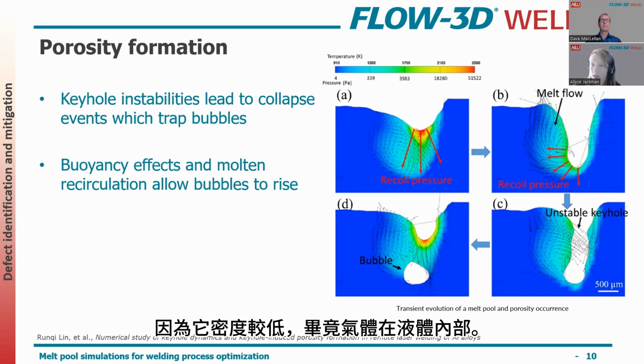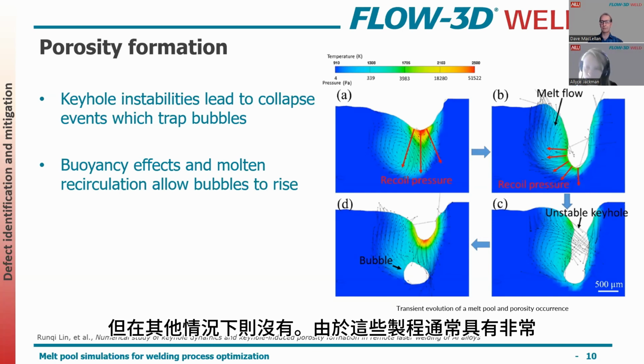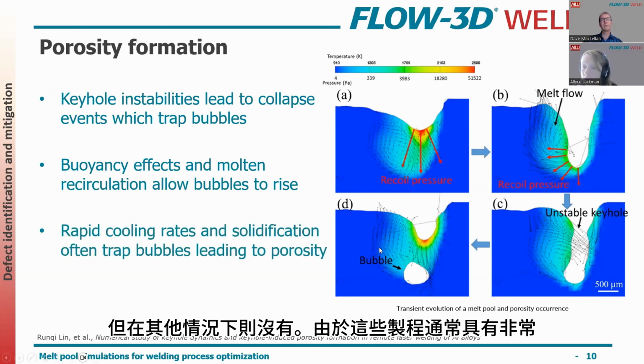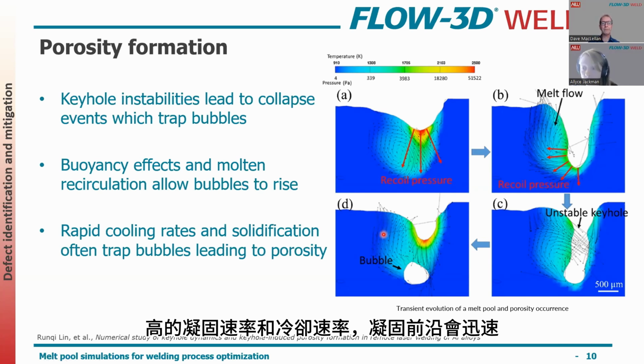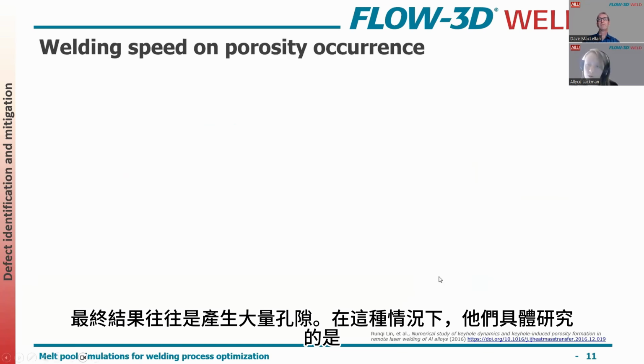So once that bubble forms, there's buoyant effects within it. So it's lighter, it has a lower density, of course. It's a gas but inside of a liquid. So it wants to migrate to the surface of the material. And it can do that in some cases. It has enough time, but in other cases, it does not. And because these processes tend to have very high solidification rates, very high cooling rates, this solidification front will come in and it'll trap those bubbles pretty much instantaneously. And in some cases, like I said, they get released. But what you end up with is a lot of porosity.